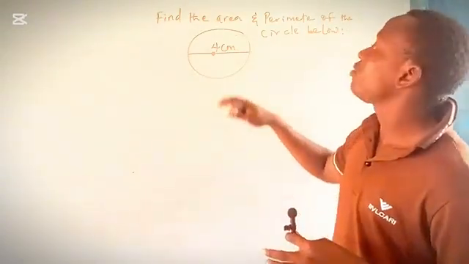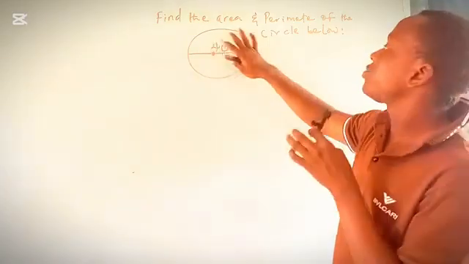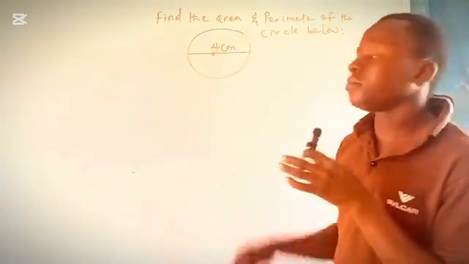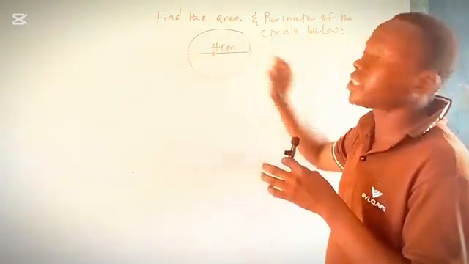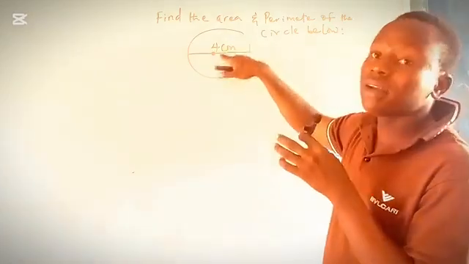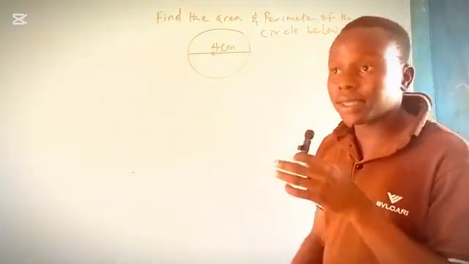So in today's video, I'll be teaching you guys how to find the area and perimeter of a circle. Now look at this circle. We're given the diameter of the circle, 4 centimeters. And then we have to find the area of the circle and the perimeter of the circle.